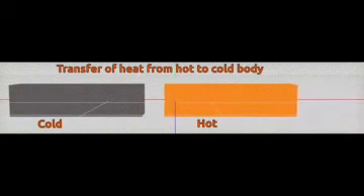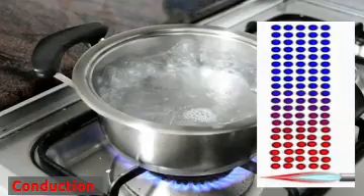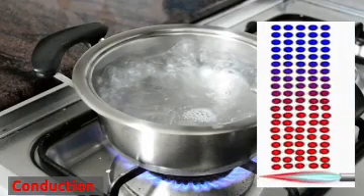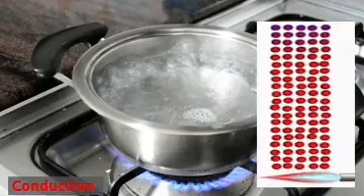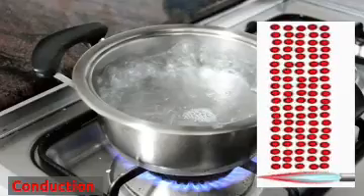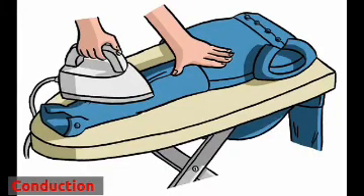When heat from one object gets transferred to another object by direct contact, it is known as conduction. For example, when we make tea, heat from the stove gets transferred to the steel pan because of direct contact, and thus this is conduction. When you iron your clothes, heat energy gets conducted from the iron to the clothes. This transfer of heat by the process of conduction takes place only in solids.